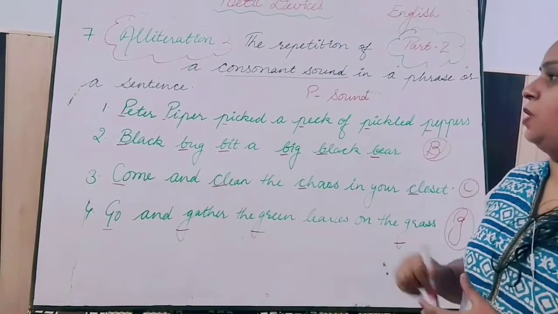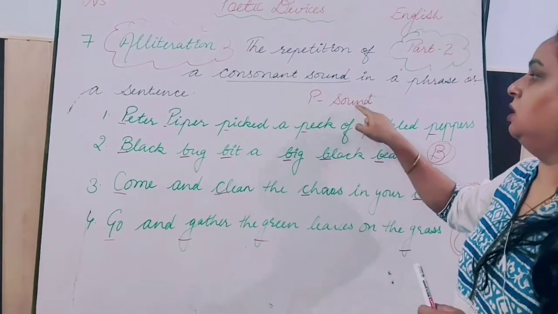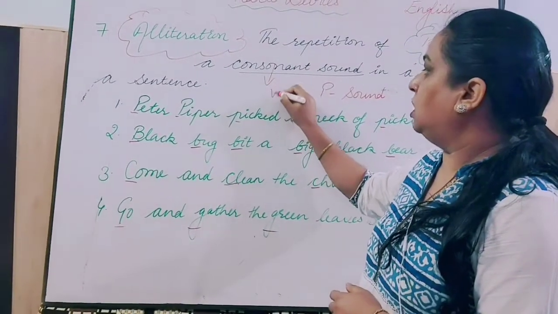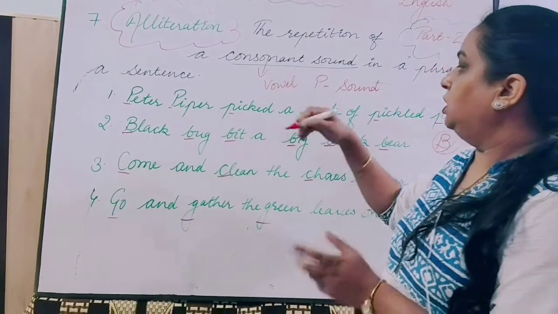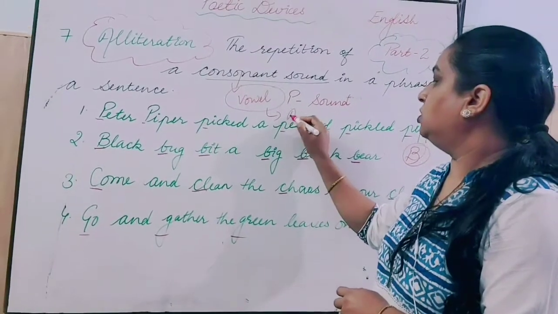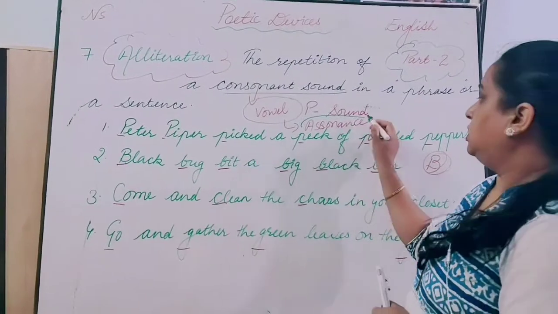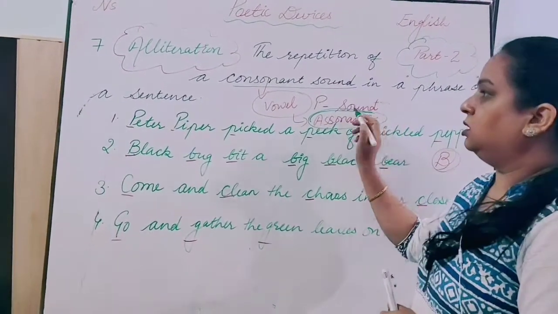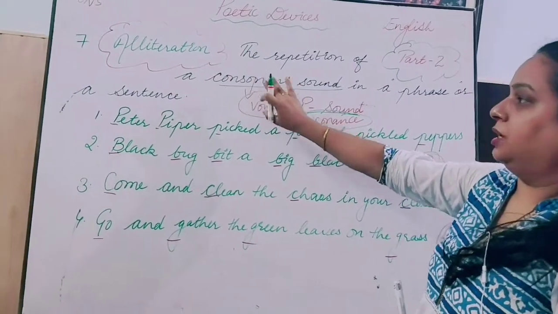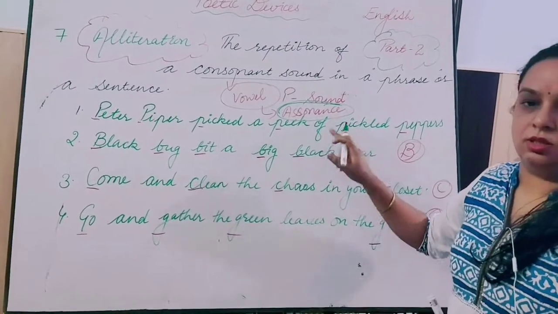One more thing I want to add here. Like I have said, alliteration is about consonant sounds, clear? If we have vowel sounds repeated in the phrases, that is called assonance, clear? So, if the consonant sounds are repeated, that is called alliteration. If vowel sounds are repeated, that is called assonance.